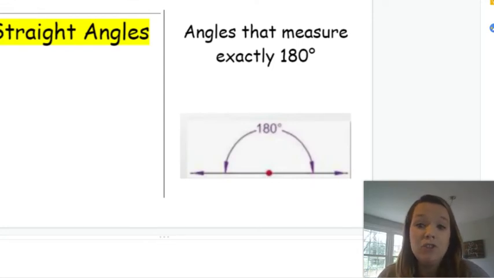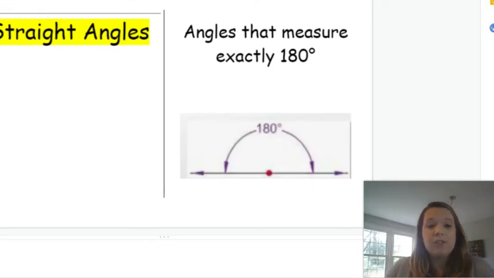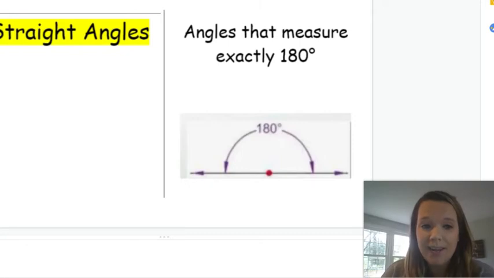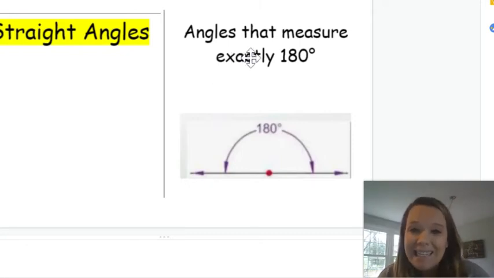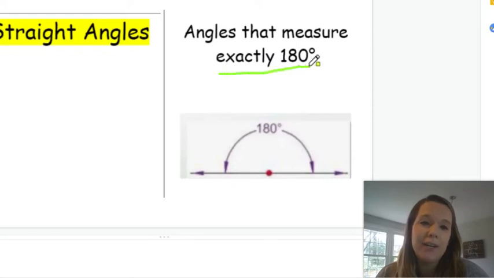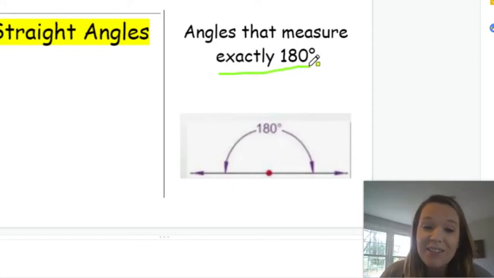We also learned about straight angles. Just like right angles, straight angles have an exact measurement, and they are exactly, I'm going to underline the word exactly because this is important, 180 degrees. Not a degree more, not a degree less. Exactly, I'm going to underline it twice, 180 degrees. These often appear as straight lines. So this is a 180 degree angle.